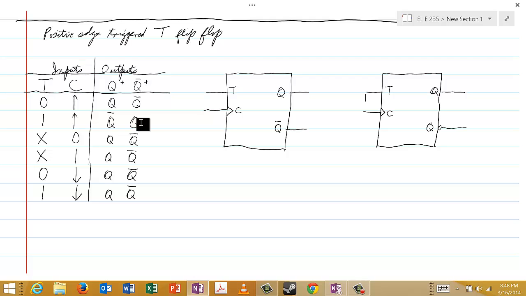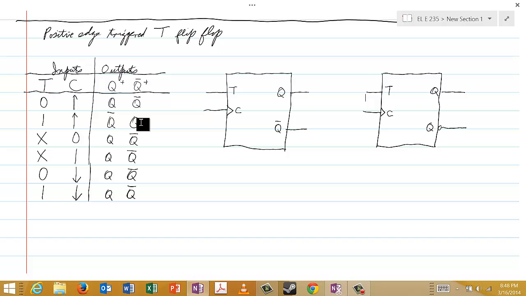In other words, when T is equal to 1, when it's activated, then whenever we see a positive edge, it will toggle the output. So if the output is currently 0, it'll go to 1. If it's currently 1, it'll go to 0. So that's the way that the T flip-flop works.